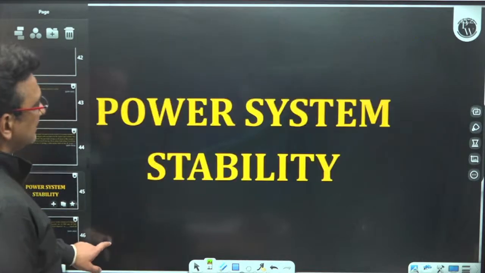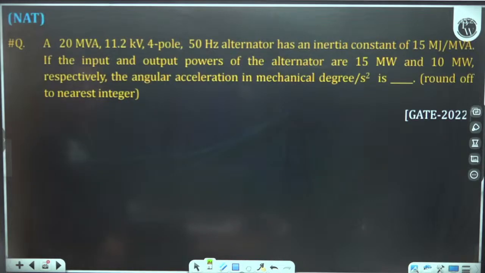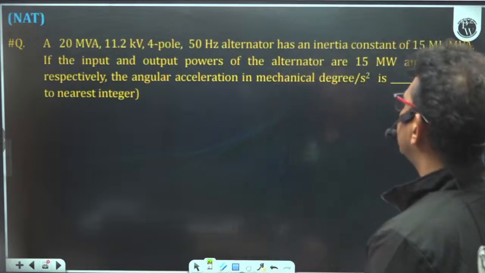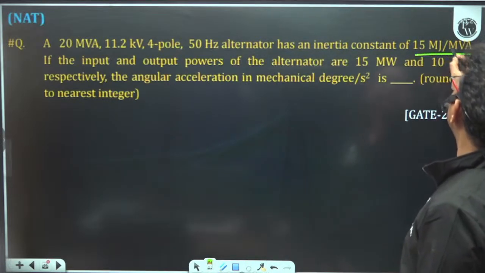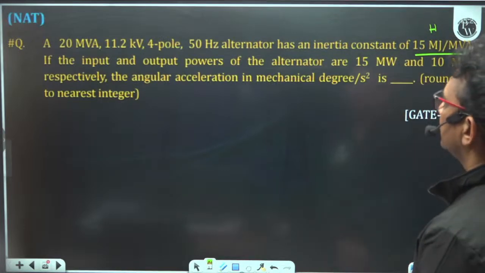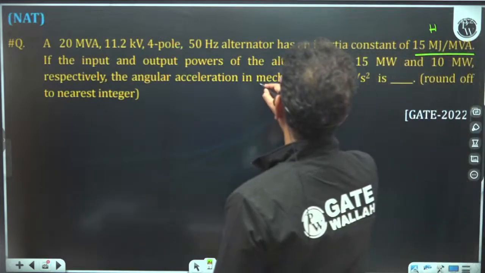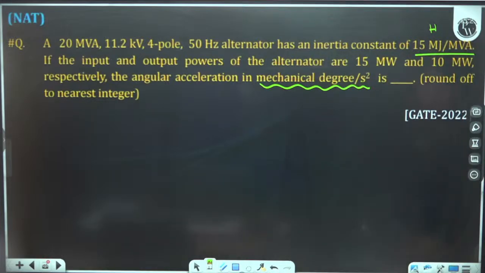Okay, now come to power system stability. A 20 MVA, 11.2 kV, 4 pole, 50 Hz alternator has an inertia constant of 50 megajoule per MVA, which is H. The input and output power of the alternator are given. Then find the acceleration in mechanical degree per second square.